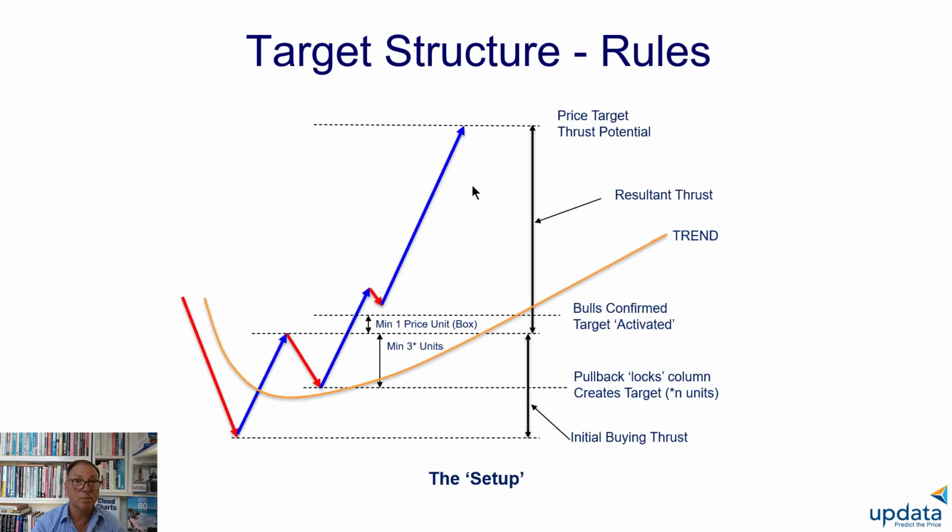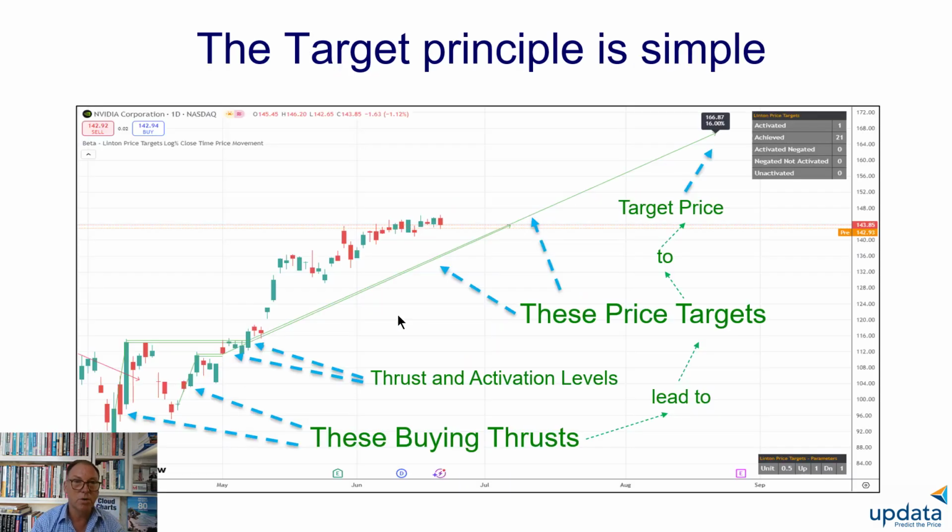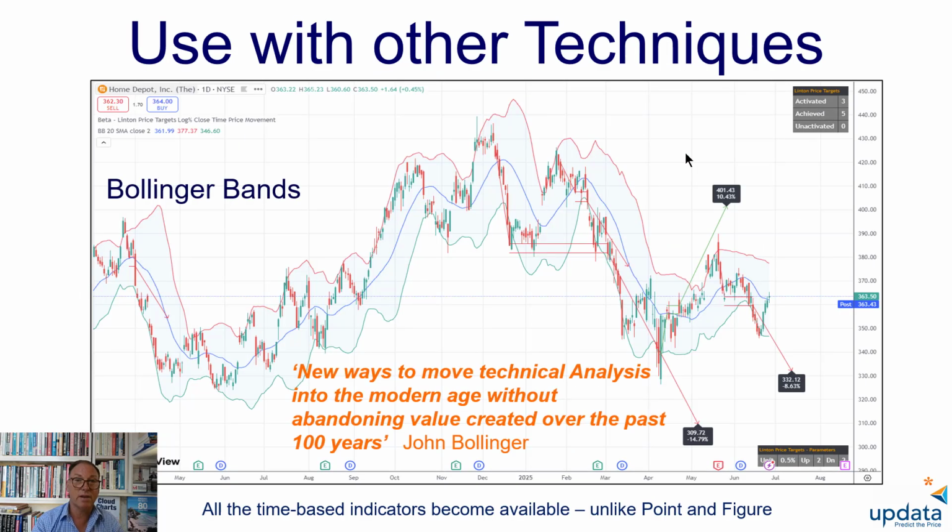It's that simple. And so the key point about that is the target structure. You need to understand that initial buying thrust is what leads to the overall potential of the move. So these thrusts here have produced these targets. Those initial buying thrusts and the activation levels have produced those targets, and that's where they come from.